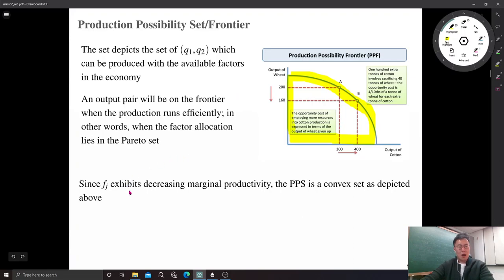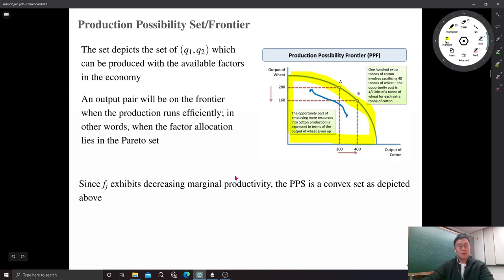And one thing important regarding this PPF or Pareto set is, if the production technology exhibits decreasing marginal productivity, so if the production function is concave with respect to each factor, then we can show that the PPS is a convex set as displayed in this diagram. Convex set means if we choose any two points in the set, so these two output pairs are feasible in this economy, so can be produced with the available factors, then any line segment, so linear combination of these two plans, any output pair on this line segment is also feasible.